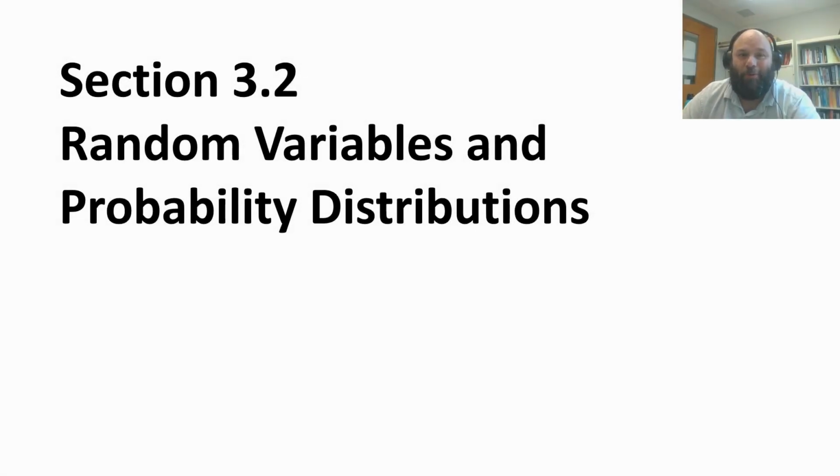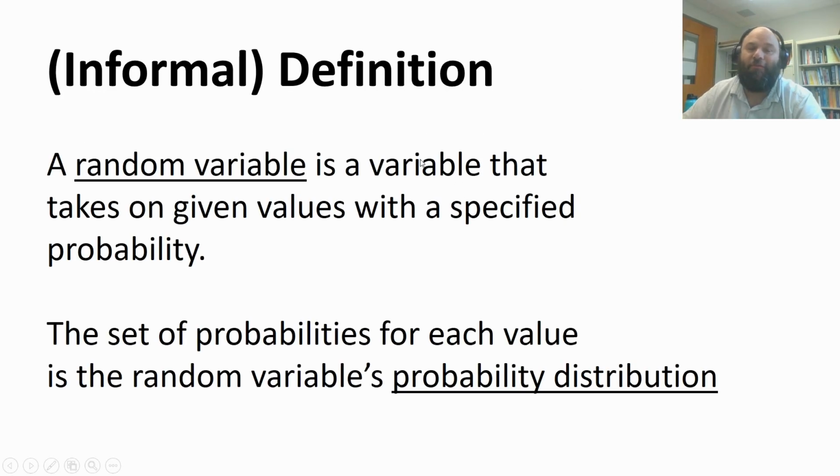Welcome to section 3.2. Now that we have a sense of the concept of probability and how we can measure things that are uncertain and how we write that in mathematical notation, let's look at how this actually comes up. And it comes up in our work through random variables and probability distributions. So as a quick informal definition, this should suffice for us.